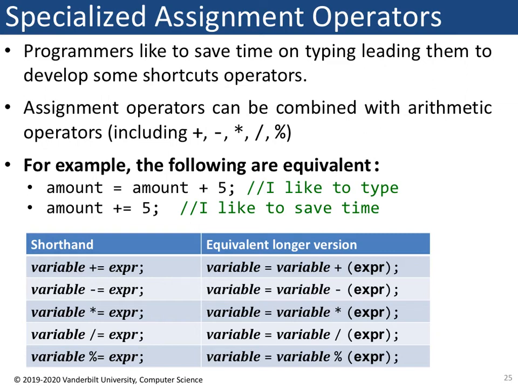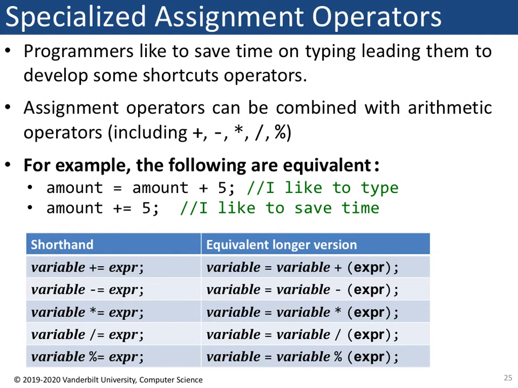So in the bottom table, you'll see several examples. You can do variable plus equals some expression to be able to add the result of the expression to the current value stored in the variable, and then store the results of the overall operation to the variable. So that would be equivalent to the right-hand side: variable equals variable plus some expression.